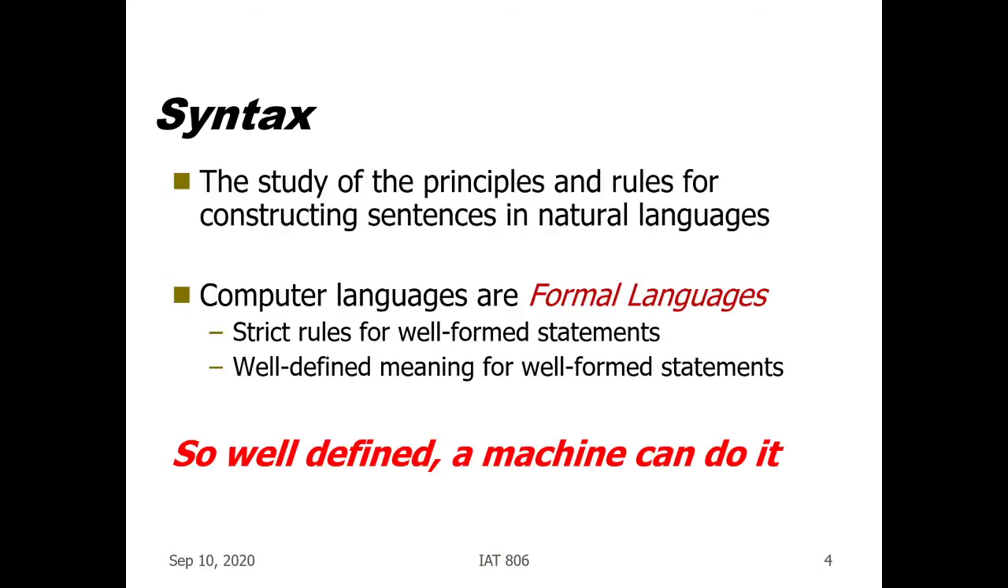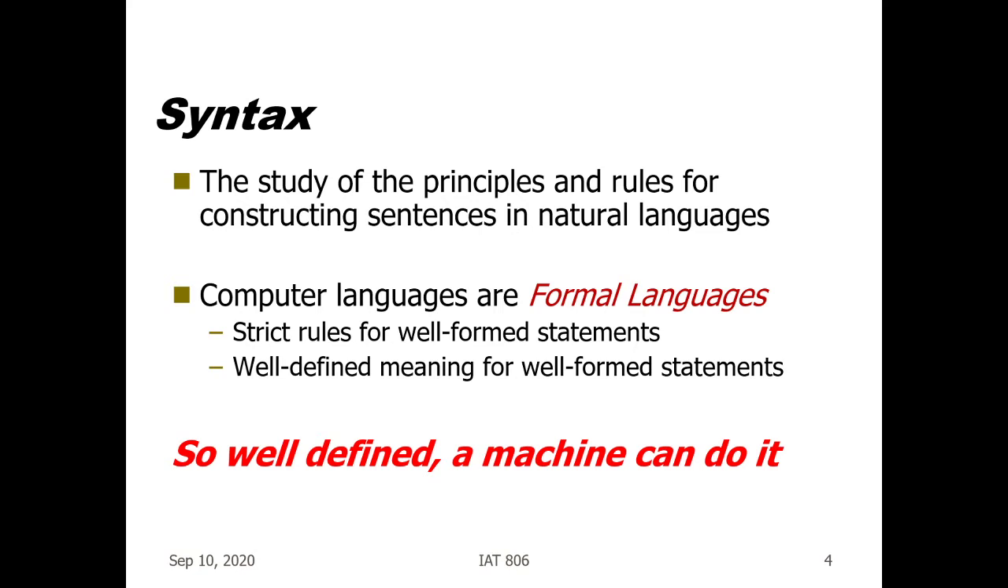So I have been mentioning the word syntax a few times, just kind of in passing without really defining what the word syntax means, and now's the time to define it. Syntax is the study of the principles and rules for constructing sentences in natural languages, and you may have taken courses in syntax during your elementary school and high school days. In computer languages, syntax is also a thing.